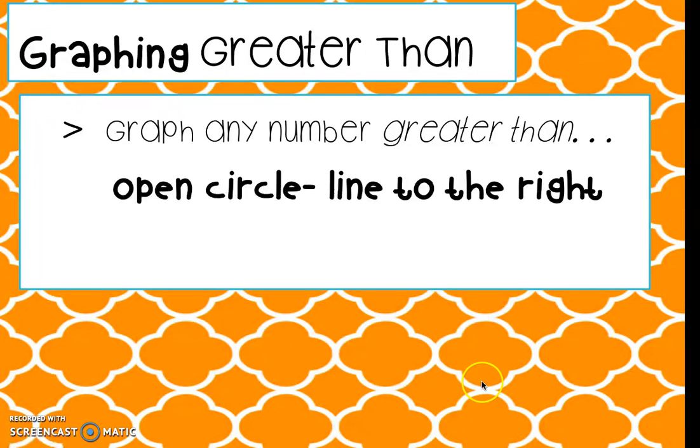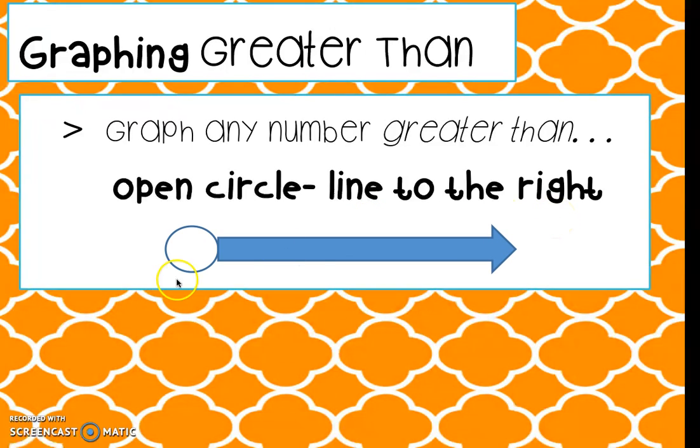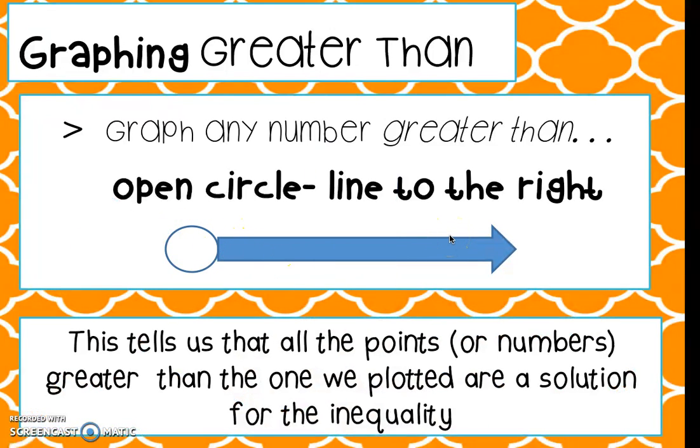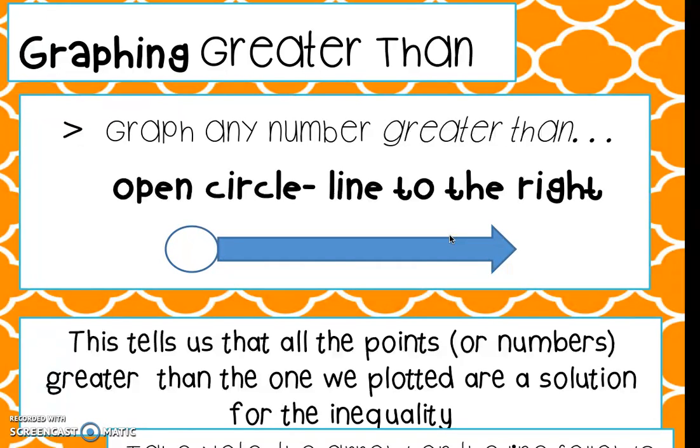All right, so graphing greater than, the first thing we're going to do is plot that number, and then we're going to have an open circle with a line to the right. Here's our open circle, line to the right. It's saying not this number, but whatever is greater than that makes the inequality true. This tells us that all of the points greater than that is a solution for the inequality. Now, note our inequality symbol and the arrow point the exact same direction. This is always going to hold true as long as your variable is on the left. So our inequality symbol points to which way it's going to go on the number line.